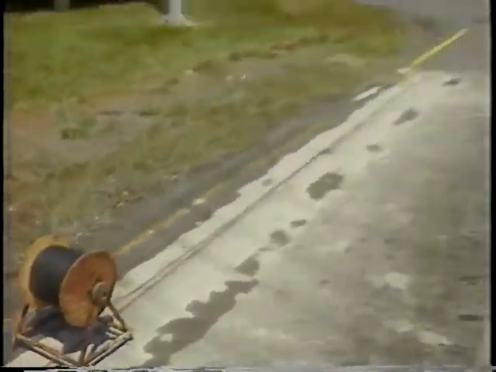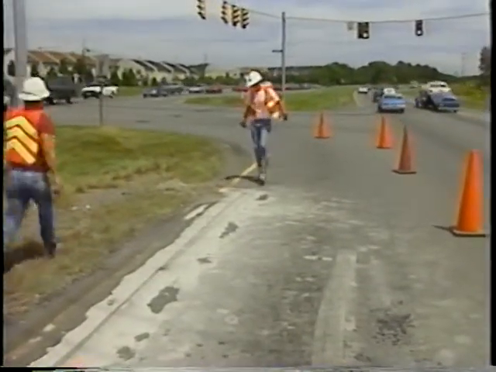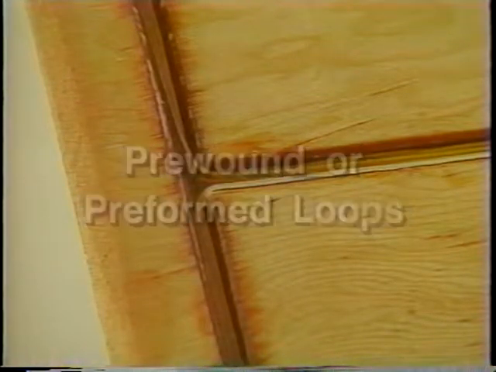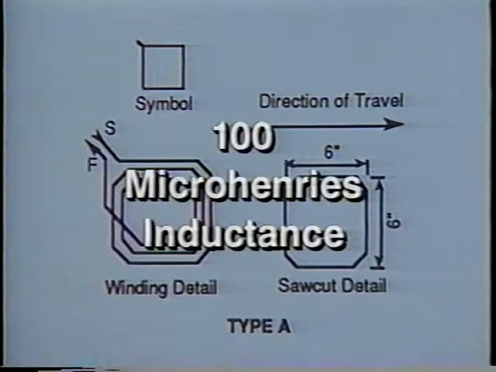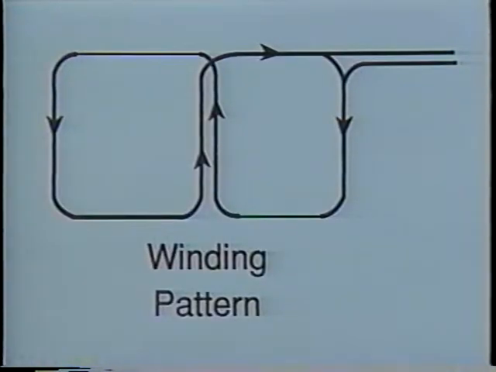It is very easy to lose count of the number of turns you have inserted, particularly with 4 or more turns. Pre-wound or preformed loops can eliminate this possible confusion. All loops should have enough turns to provide at least 100 microhenries inductance per loop. This is a simple rule of thumb for determining how many turns are needed to provide the required inductance.